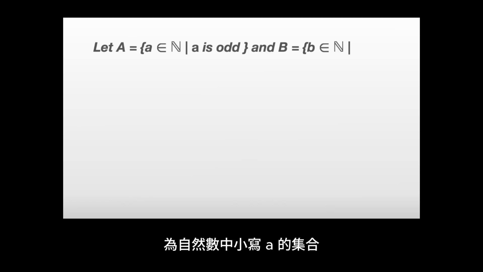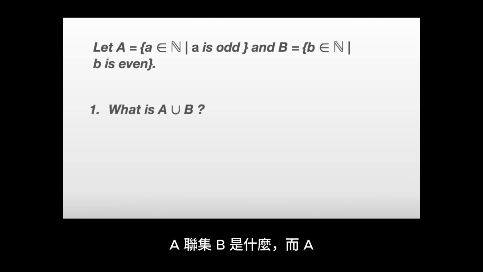Let's do a second example. Let A be the set of little a in the natural numbers, such that little a is odd, the odd numbers for short, and B be the set of even natural numbers. What is A union B, and what is A intersect B?